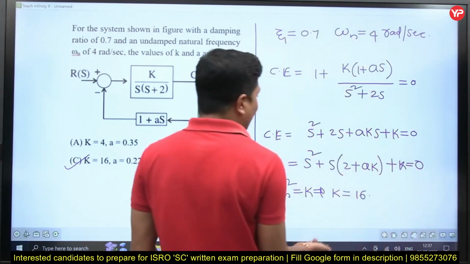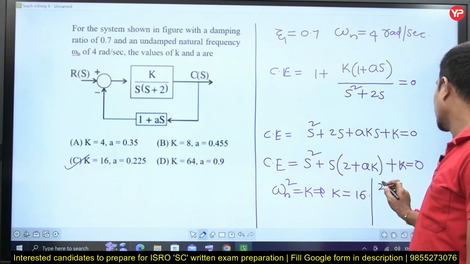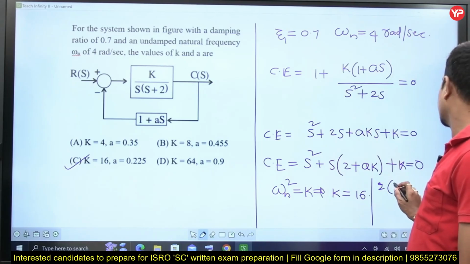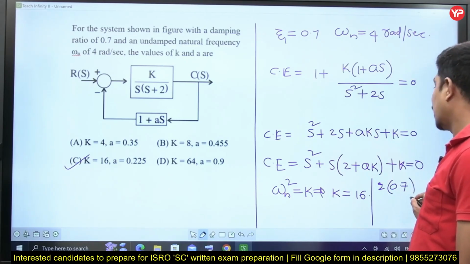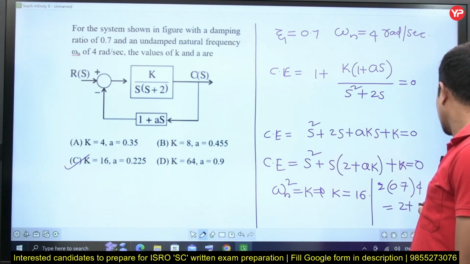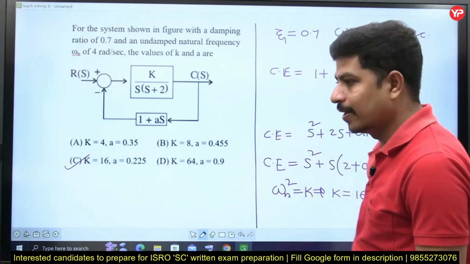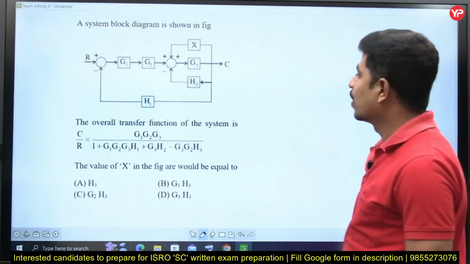But here also calculating A is easy. How to do it? 2 into zeta 0.7 into omega n, which is 4, is equal to 2 plus A into 16. You solve that, you are going to get the value of A. You are going to get the value of K, right? Let's go to the next question.